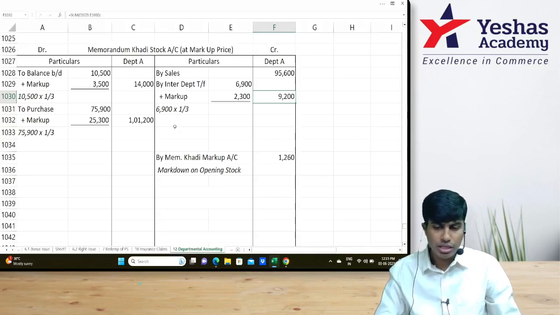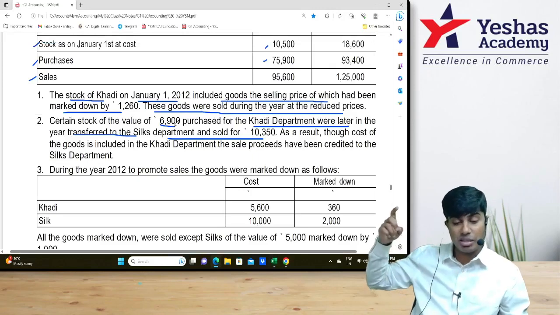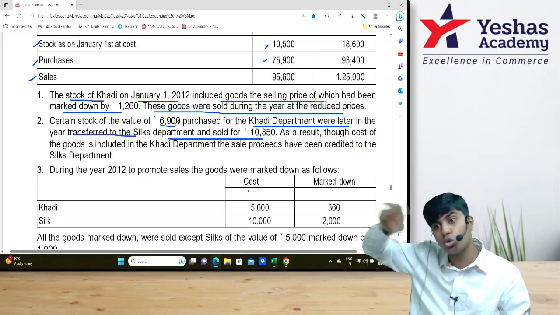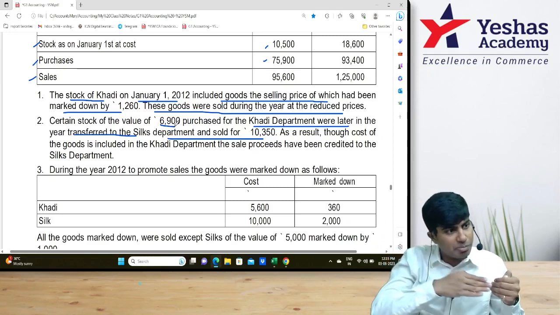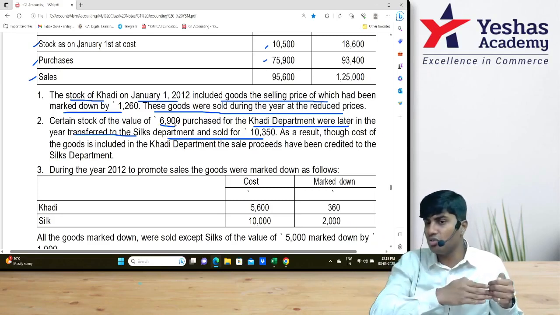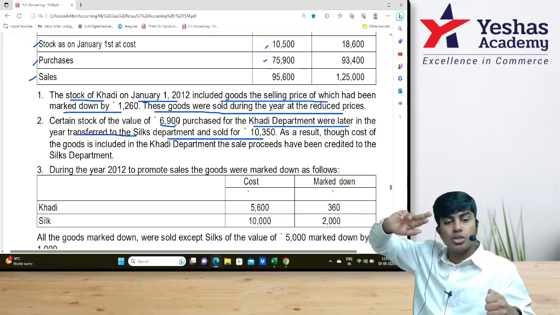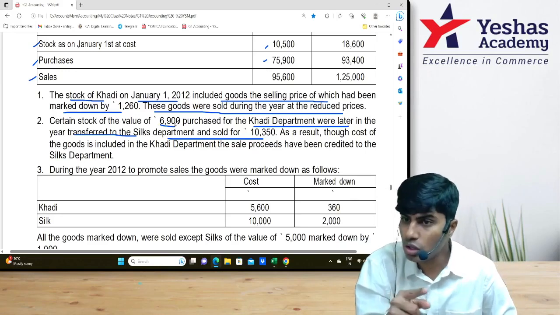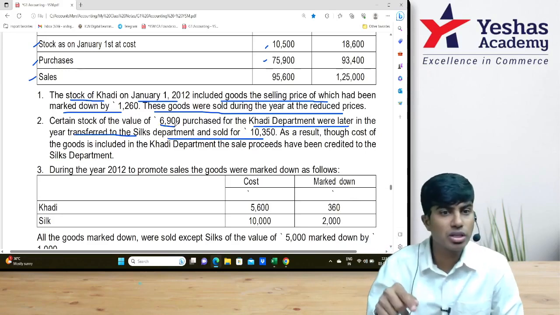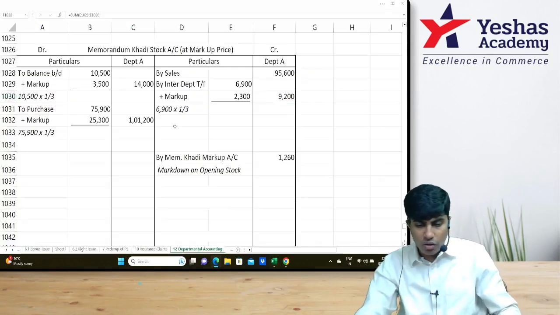Very good. Sir, but isn't it 10,350? 10,350 is the price at which the silk department has sold these goods. Khadi has bought it for 6,900. Khadi department transferred it to silk department. Silk department has sold it for 10,350. So the 10,350 is sales by silk, not purchase by silk and not sales by khadi. Got this?